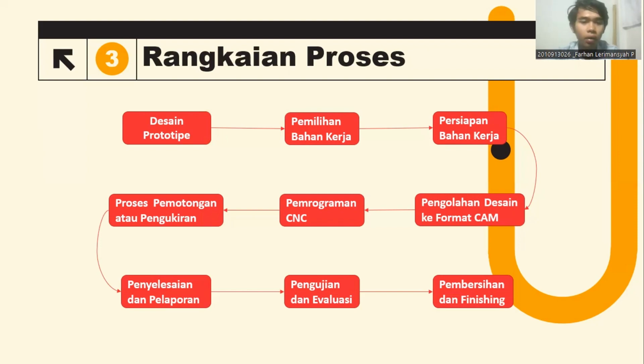6. Cutting or carving process. Commence the cutting or carving process of the material based on the CNC program created. The CNC equipment will precisely move cutting tools such as drills, chisels, or knives to gradually remove material as per the design. 7. Cleaning and finishing.